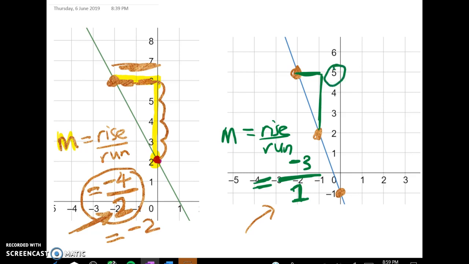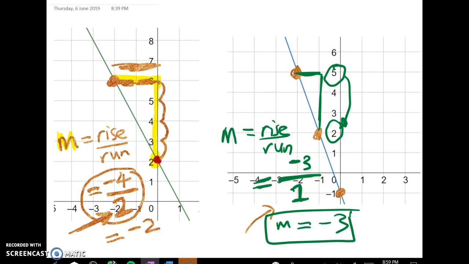Now you can see that here I've gone from 5 down to 2. So that gives me -3 divided by 1, which is just -3. My gradient is a negative number. Does that make sense? Well, yeah, it does, because it's quite a steep line going down the hill. So the 3 part of it tells me that it's a steep line, and the negative part of it tells me that I'm going down the hill.